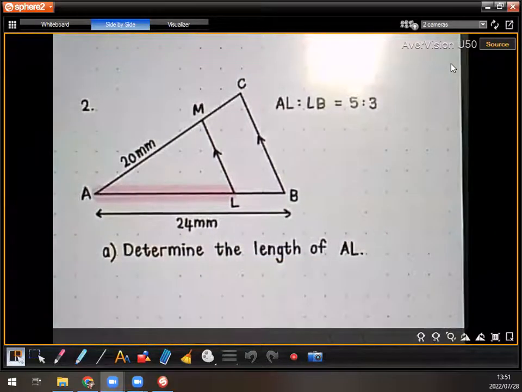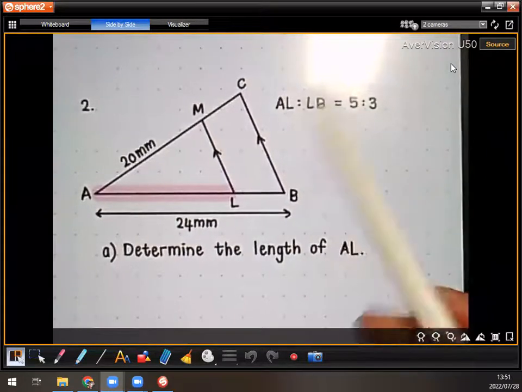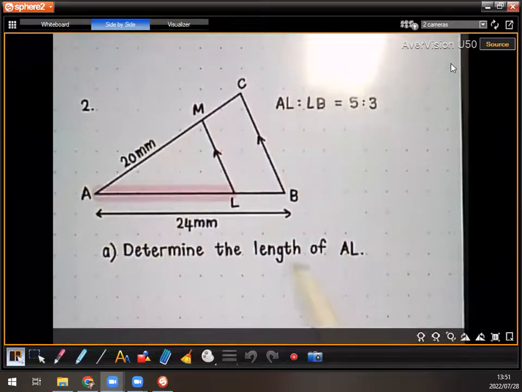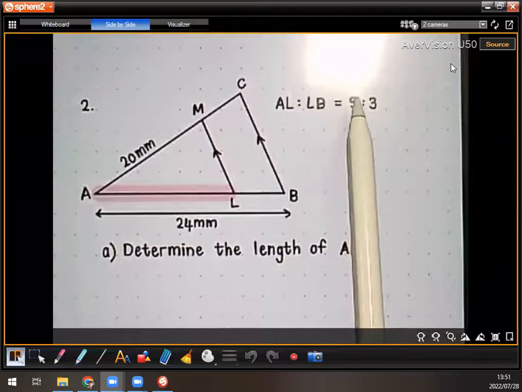All right, guys, we have about 8 minutes, so we need to get going. They've given us a ratio there, guys. Let's just look at this ratio. They're saying that AL to LB, the smaller part, is in the ratio 5 to 3.